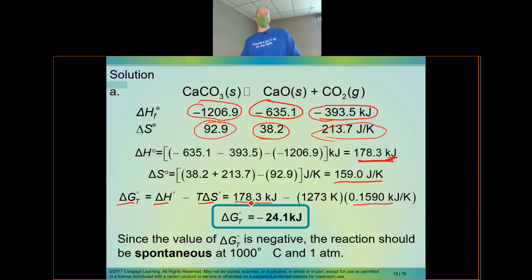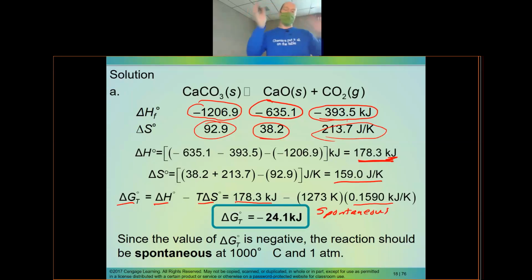All right, so then I add those up. I take my 178.3 minus the 1273 times the 0.159, and I get a negative 24.1 kilojoules for my delta G. And so this reaction is spontaneous. Anytime you get a negative delta G, it's spontaneous.